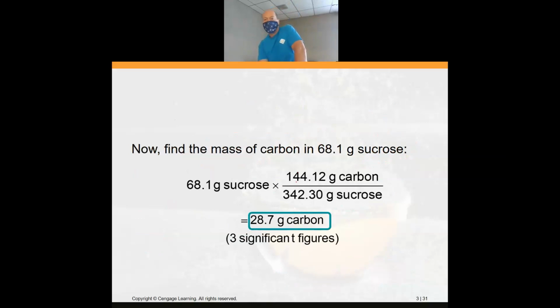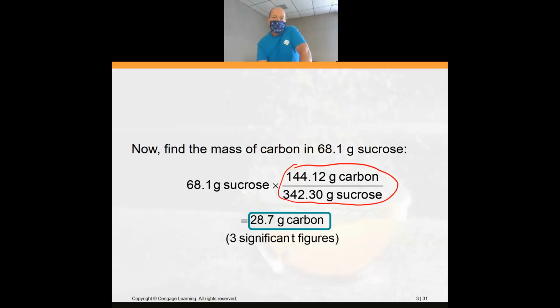All right, so they didn't actually do the percent. They just got the fraction. Here's the fraction. So you take your 144.12 and divide by the 342. I'm going to use 34 because that's what I got. And that is 42.10, okay, 42.1%.